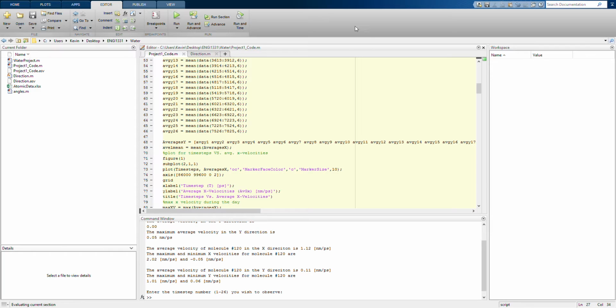It would be figure 1 on the top, and that would show the time steps versus the average x velocities graph. As you can probably tell, the top one at least had a sinusoidal function or correlation, which means it would go up and down, up and down, up and down. But the y velocities versus the time steps graph showed no correlation at all whatsoever.